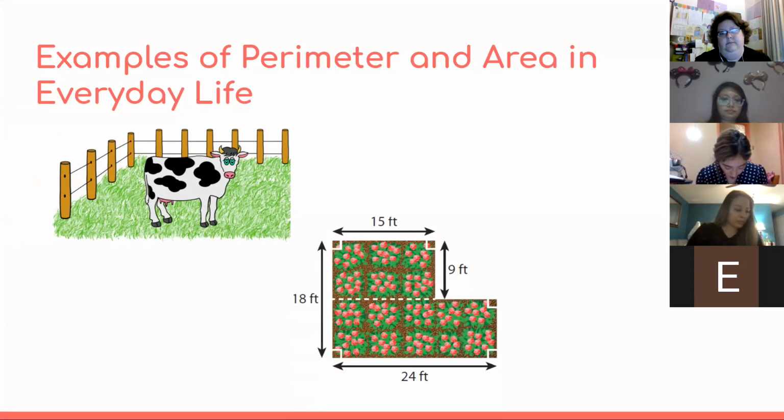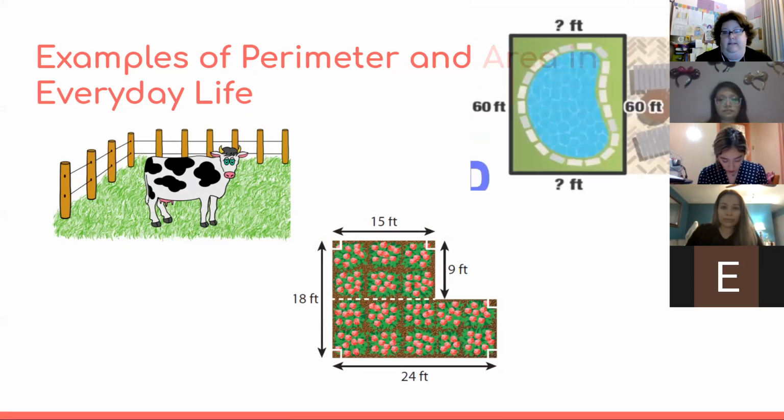In the garden, you would need to know the length and width of the rows. So you would want to know the area of the inside of the garden so you would know how many rows you would be able to get.